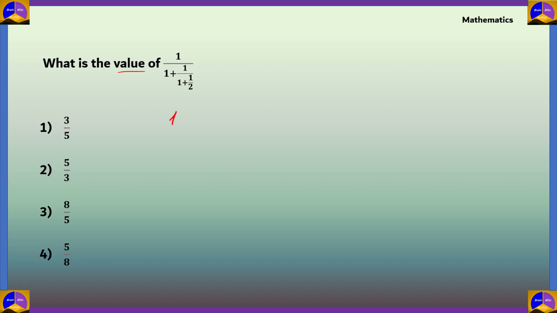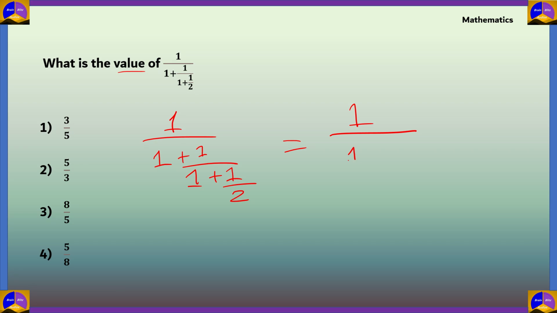Now let's rewrite the equation. 1 divided by 1 plus 1 by 1 plus 1 by 2. Now, 1 plus 1 by 2 is equal to 1 by 2. 1 by 2 is 2 into 1 is 2. 2 plus 1 is 3. So 1 divided by 1 plus 1 divided by 3 by 2.